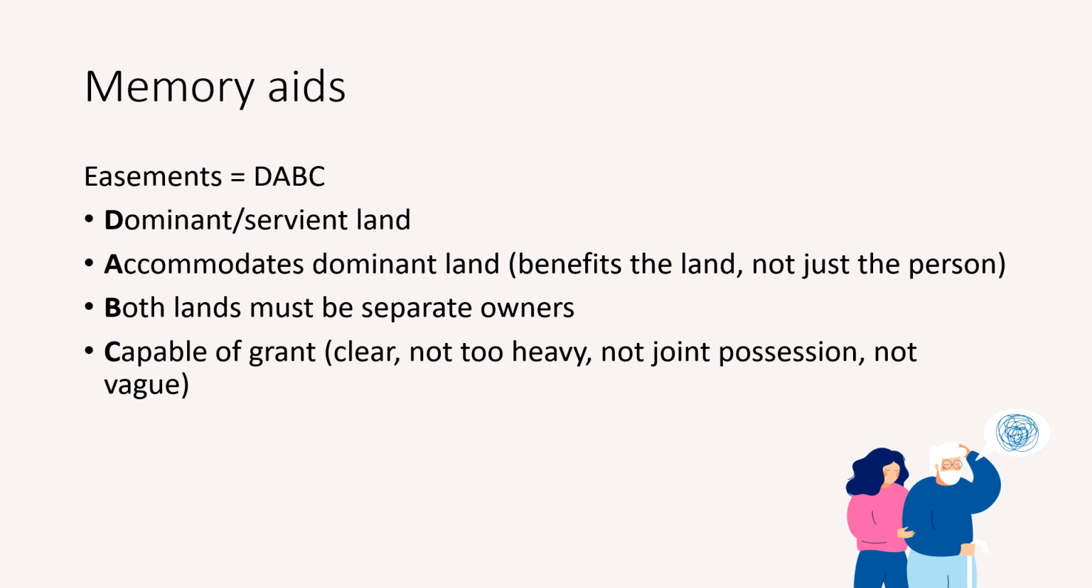So unfortunately I haven't found anything that really makes it stick, but you might just think about DABC. So you've got D for dominant and servient land, A for accommodating the dominant land, B for both lands must have separate owners, and C for capable of being granted. So this might be helpful to remember the 4 key essential conditions for an easement.